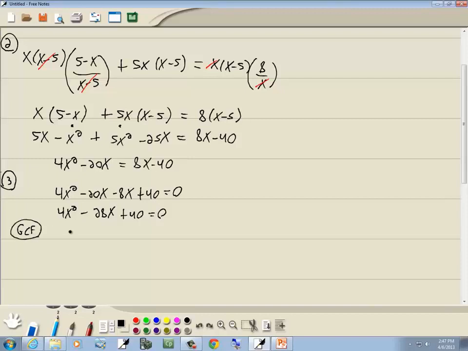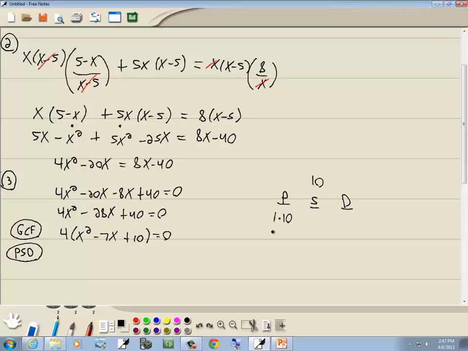Well, the first thing I can do is factor out a GCF. They're all divisible by 4. So I bring a 4 out, and that leaves us x squared minus 7x plus 10 equals 0. Now what's inside the parentheses is going to be PSD, because we have x squared, x, no number in front of the x squared. So I'll take the 10, come over here, and I'll create my 3 columns, my P column, my S column, and D column.